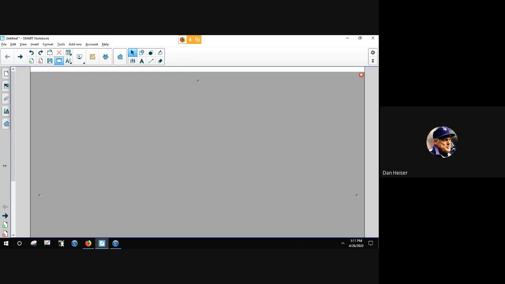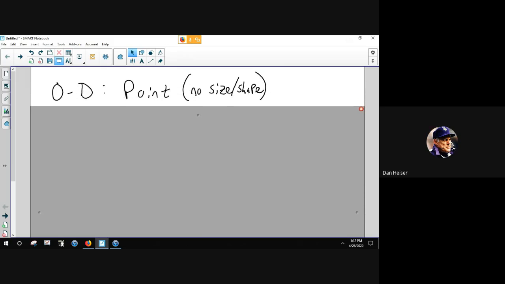We're going to start our second to last unit today. Before we do that, just a little recap of where we've been. We started the year with no dimensions, so we just had a point. Points have no size, no shape. They are an infinitely small address or location in space.